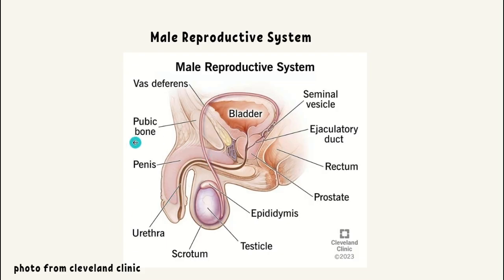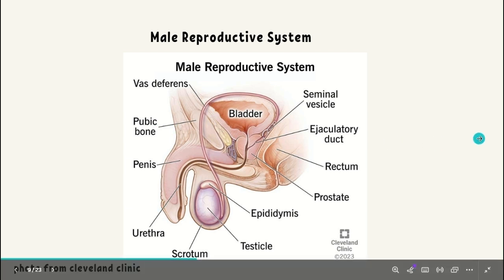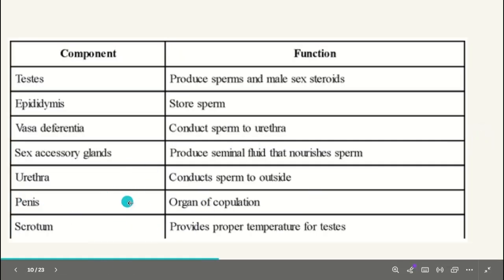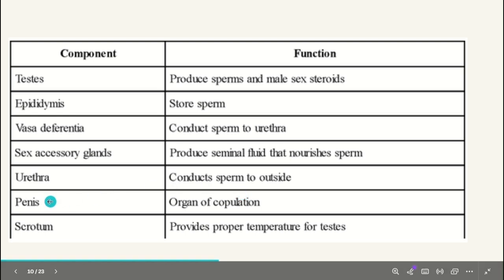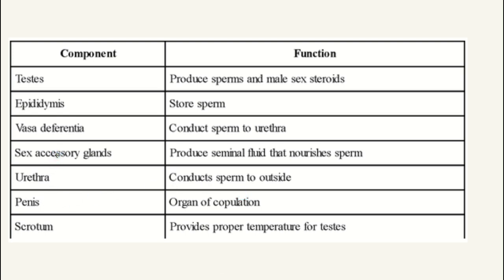Right? So when we say that the penis is an organ of copulation, it basically means that it transfers sperm. That would be the best way for me to describe it. It transfers sperm, so when it transfers the sperm, it is what deposits the sperm into the female reproductive tract. So that's basically what it means.